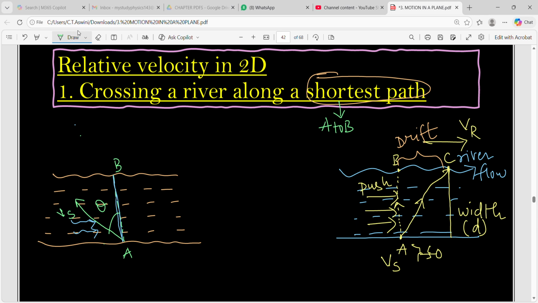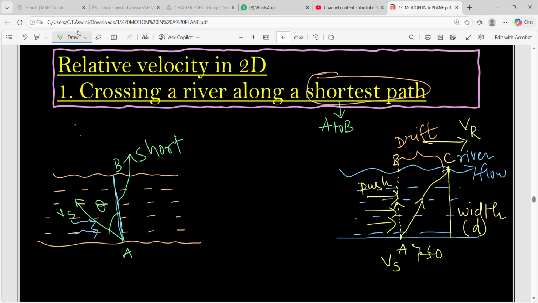Ma'am, how can you say that he will fall at AB? We don't know how much backward he was swimming. So that is why we are assuming backward with a certain angle theta. With some angle theta, he was swimming. So after river push, what happens? He was falling at AB exactly. Now this is the shortest path.